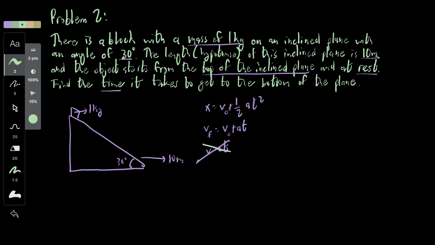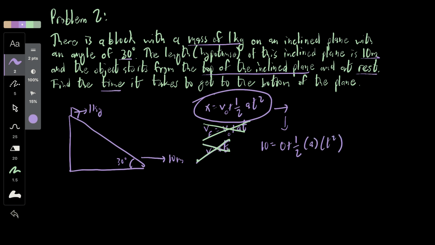And also the reason I crossed out that formula is because it has velocity, or really final velocity. And final velocity is very annoying to deal with. So let's also cross this out. So the only formula left, and it turns out the best formula, is x is equal to v0 t plus 1/2 a t squared. So this is the formula that we are going to use. So if we plug in the numbers that we already have, our distance is 10, so we have 10 is equal to 0 plus 1/2 times our acceleration times time squared.